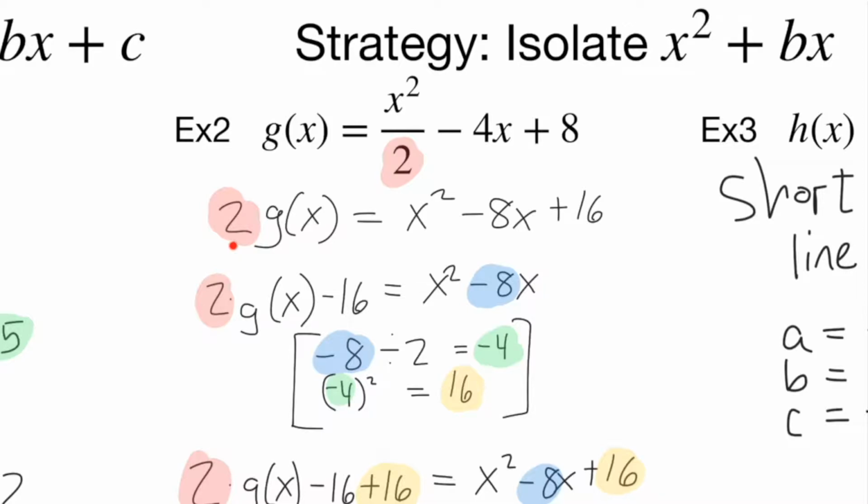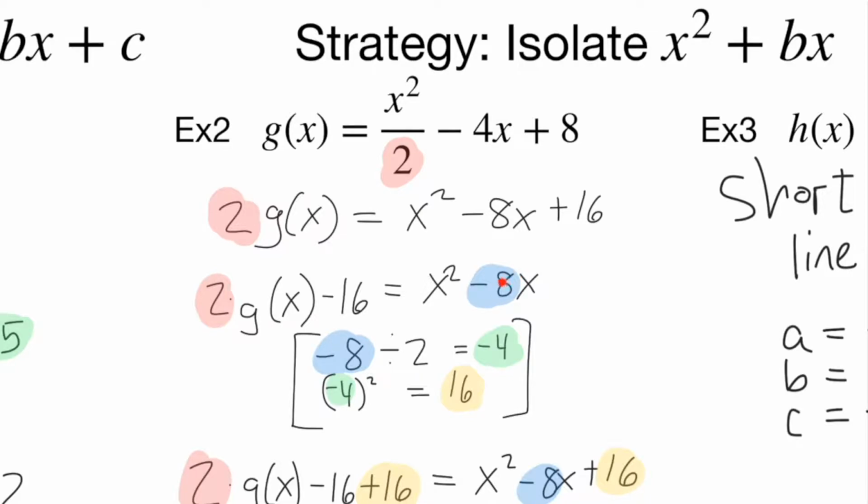2g of x is equal to x squared minus 8x, it used to be 4x, plus 16. It used to be 8. We've multiplied everything by 2. Then I'm trying to isolate x squared plus bx, so I'm going to subtract 16 from both sides. You get 2gx minus 16 is equal to x squared minus 8x.